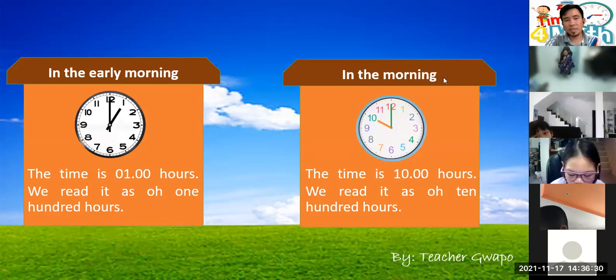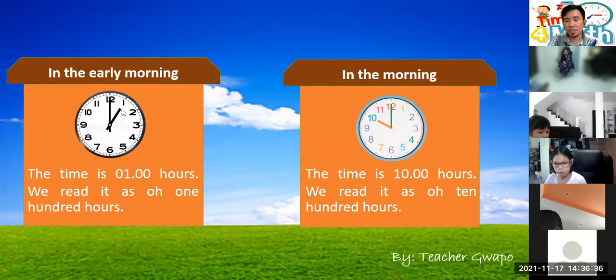So again, this one is in the early morning, and we read this as 100 hours because the hour hand is pointing to number 1. Here, this one is called 1000 hours because the hour hand is pointing to number 10. So we read this as 1000 hours.